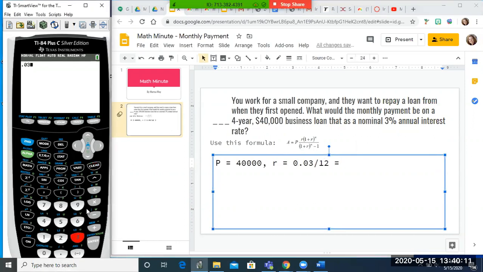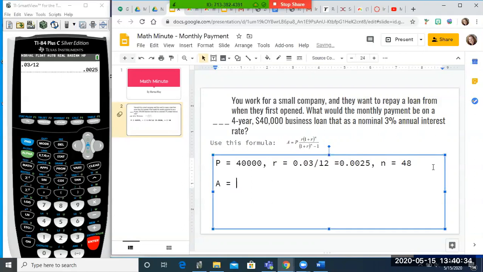Now notice that my rate I've converted to a decimal, and then I'm going to divide it by 12, and the purpose there is to get the monthly interest rate. And then, of course, my N is going to be 48. Now, this comes from the 4 years, and we're going to be making 48 payments. So let's put these in the formula.